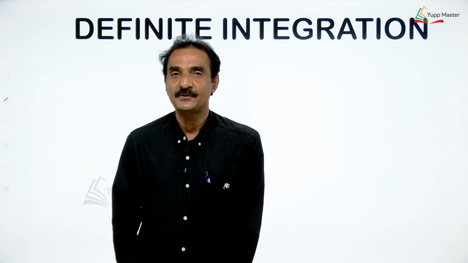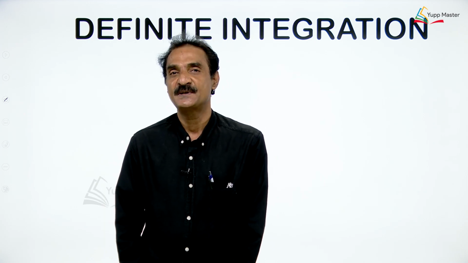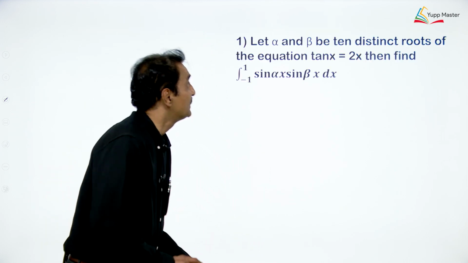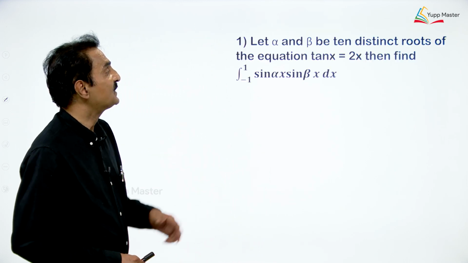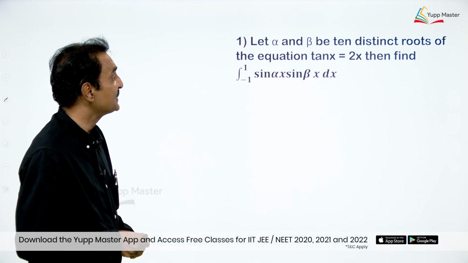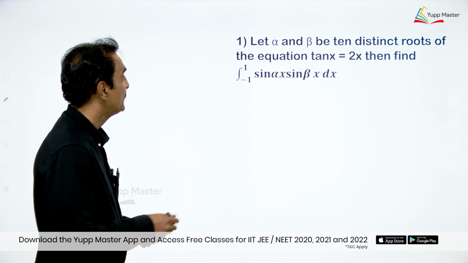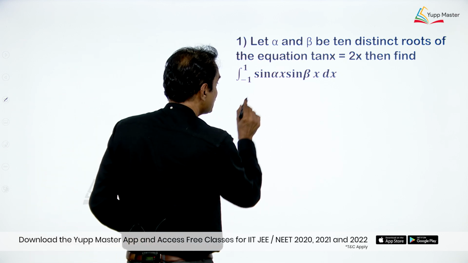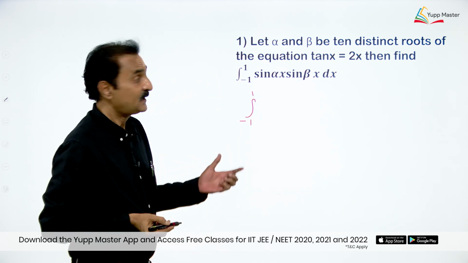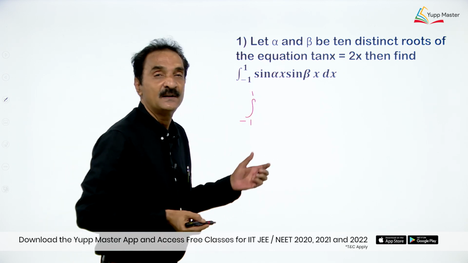Today we are going to discuss very good problems in definite integration. The first question is, if alpha and beta are the roots of the equation tan x is equal to tan 2x, find the value of the integral from -1 to 1 of sin alpha x into sin beta x.